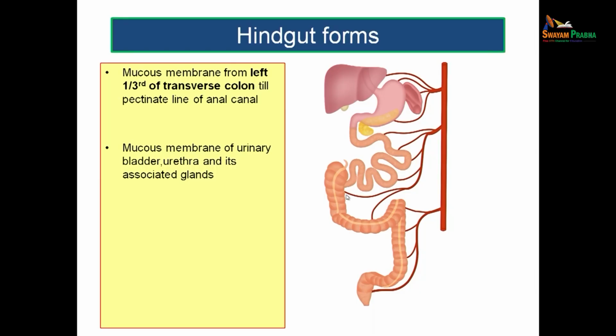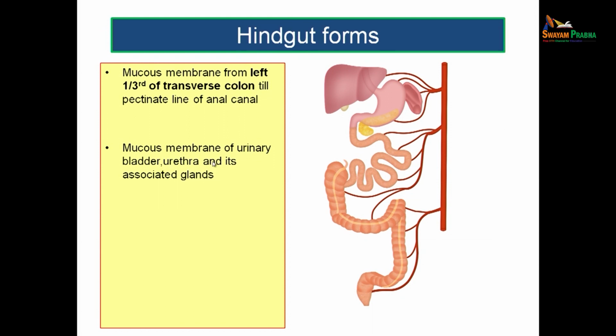Now, what are the derivatives of hindgut? The derivatives of hindgut start from the junction of right 2/3 and left 1/3 of the transverse colon and go till the pectinate line of the anal canal. So, that is the extent of the hindgut. From that point onwards up to the pectinate line of the anal canal, you get the hindgut formed.